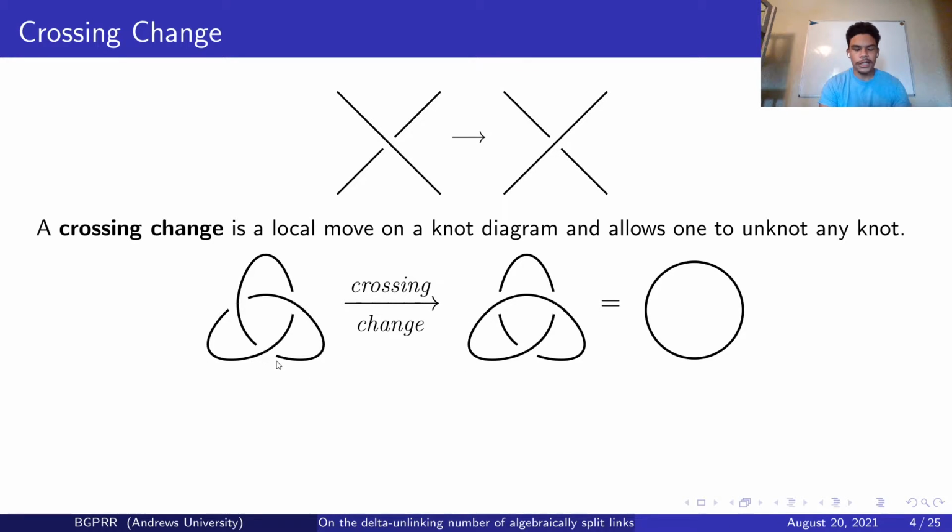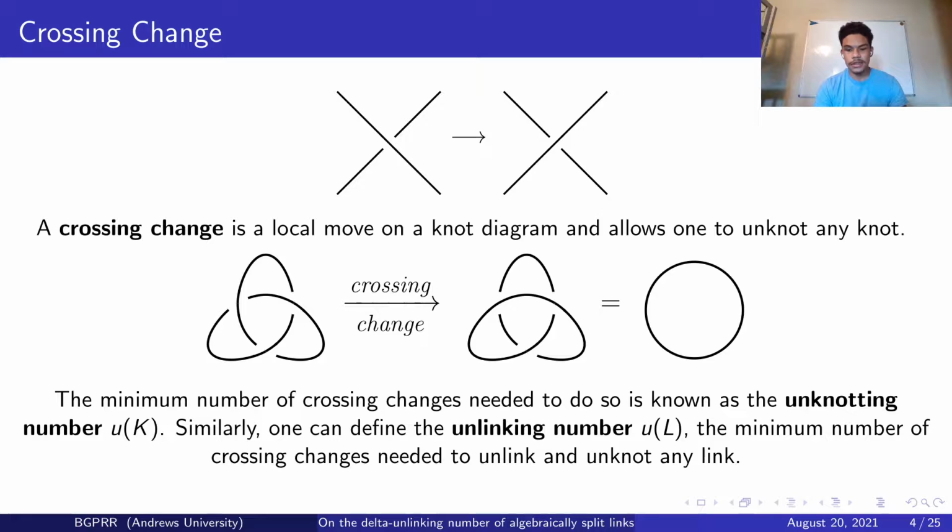So if we look at this diagram right here of the trefoil, notice that I can perform a crossing change right here, where this strand turns from an undercrossing to an overcrossing. Then I can pull this strand down and untwist, giving me the unknot.